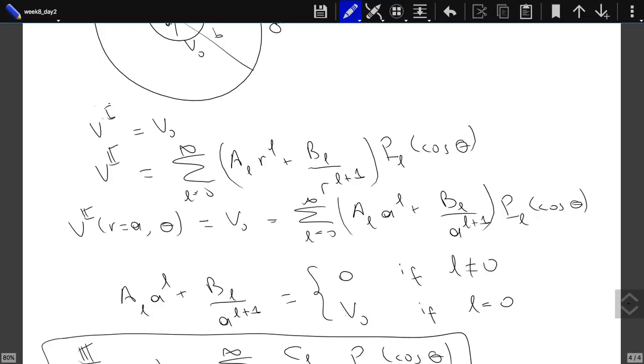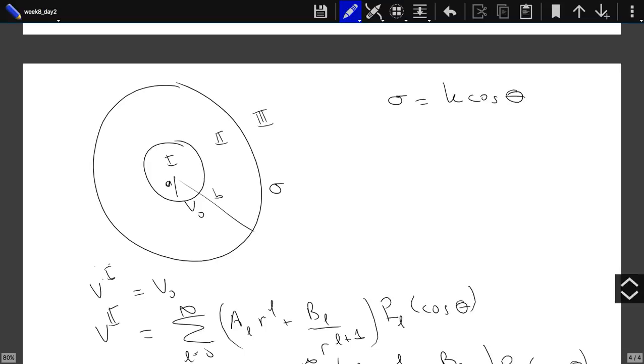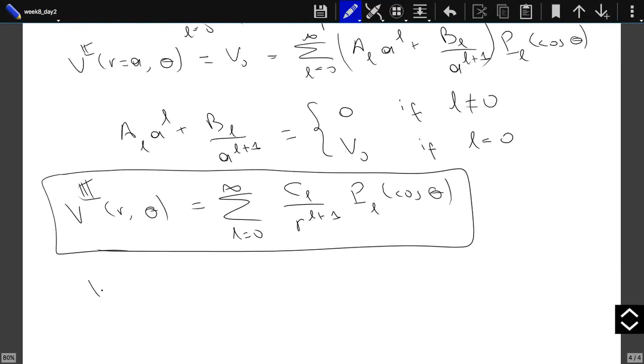Now the thing left is we have to match these two potentials, because we have this boundary, the outer shell, r is equal to b. The potential has to be continuous everywhere. Plus, since we have a surface charge density, the electric field should be discontinuous, and we know how much discontinuity we should have. So we should now impose those conditions. At r is equal to b, V2 at r is equal to b, whatever the value of theta is, should be equal to V3 at r is equal to b, whatever the value of theta is. This is the continuity of the potential.